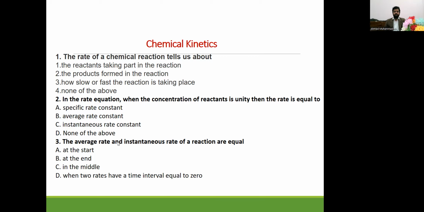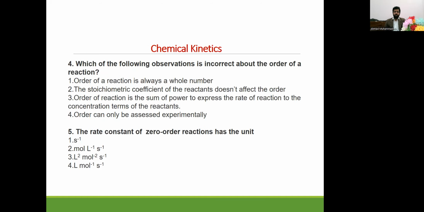The average rate of reaction and instantaneous rate of reaction are equal at the start, at the end, at the middle, or when the two rates have a time interval equal to 0. So the correct option is when the two rates have a time interval equal to 0. So the next question is question number four.